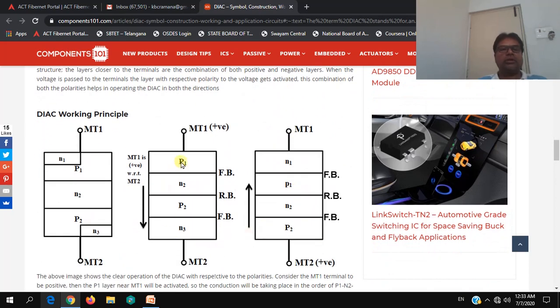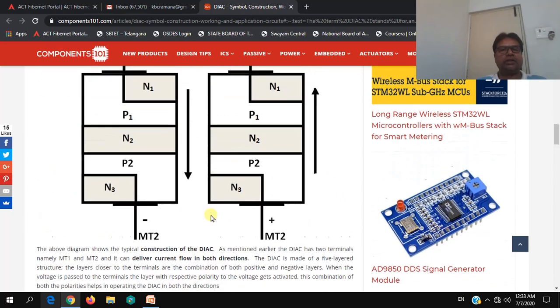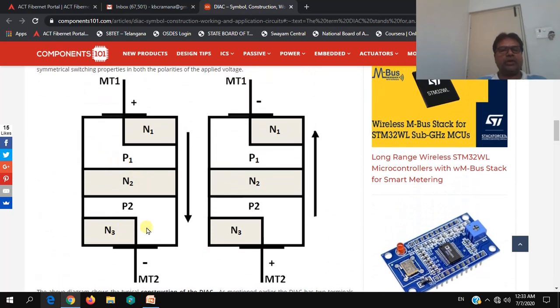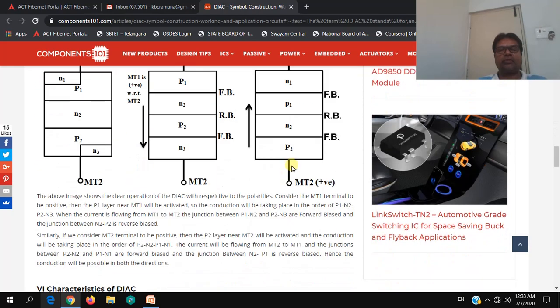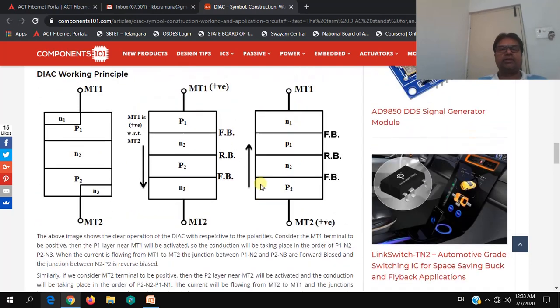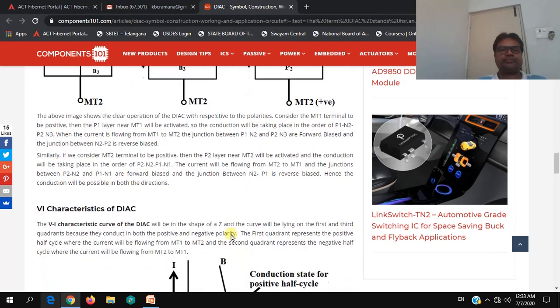It is shown in a simple fashion over here. For forward it is P1 N2 P2 N3. The other one is P2 N2 P1 N1. When voltage is increased, outer junctions J1 and J3 are forward biased and middle junction J2 is reverse biased, just similar to SCR. You can compare, and in the reverse direction also it is the same.